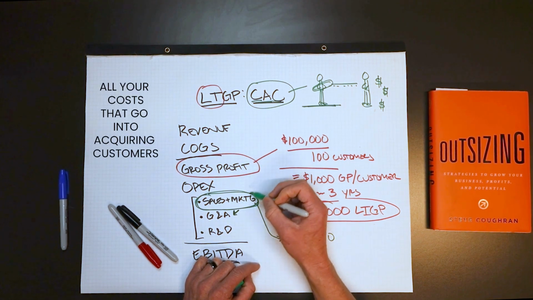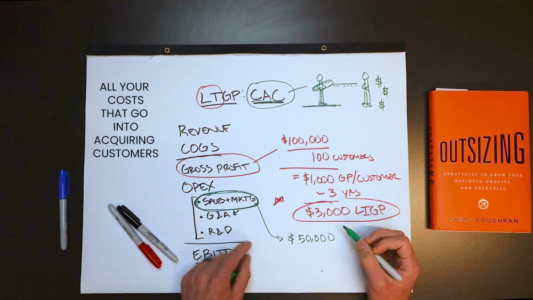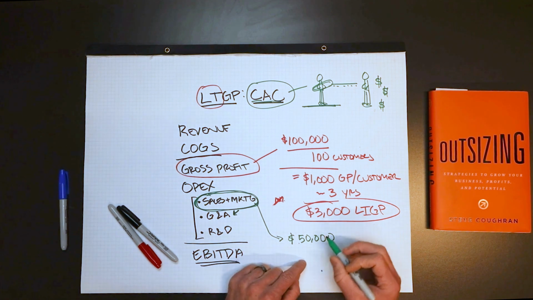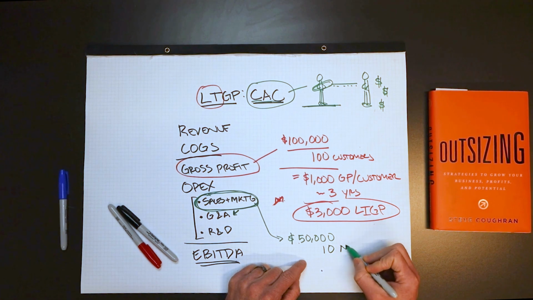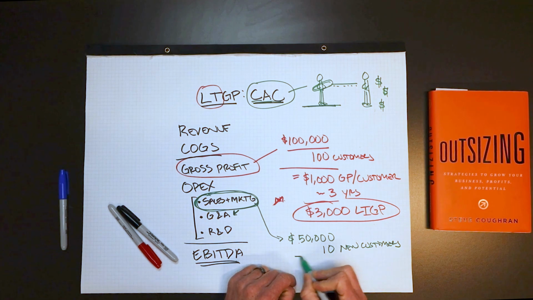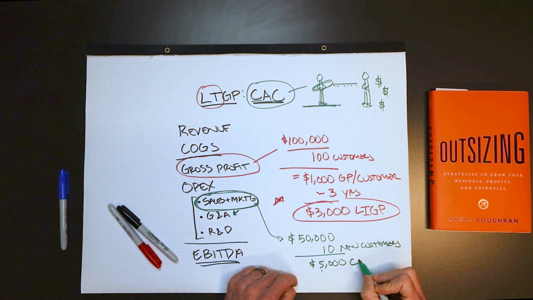It's all your costs: your payroll burden, paid ads, marketing, printing, all the things that go into acquiring customers, right? And like I said, let's pretend it's $50,000. Let's also pretend that the business acquired 10 new customers off of this $50,000. So then we're just going to do the math, and that equals $5,000 in customer acquisition costs. That means the business spends $5,000 in order to acquire one new customer.